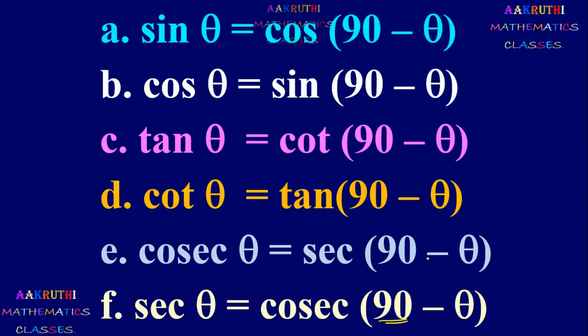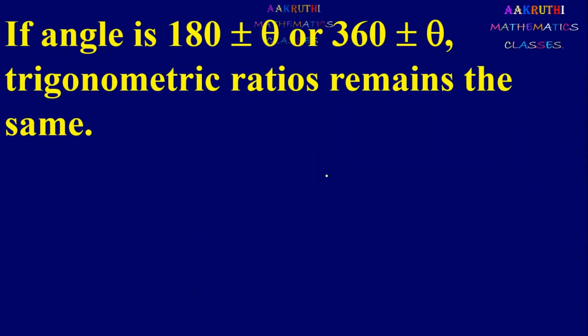When we get 90 plus or minus, we have to change all these trigonometric ratios. Next, if the angle is 180 degree plus or minus theta or 360 degree plus or minus theta, the trigonometric ratios remain the same.